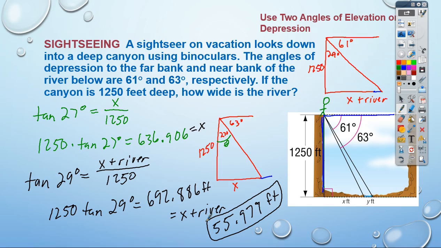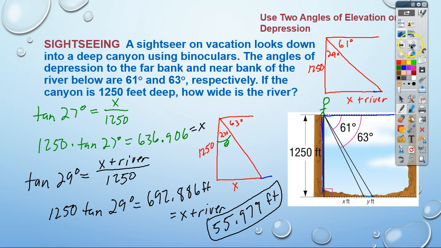So again, the big thing on this one is that you had to draw two triangles and see the difference between the two, and see that the river is what separated the two, and you had to do both. Okay. Whew. All right. I hope that helps.